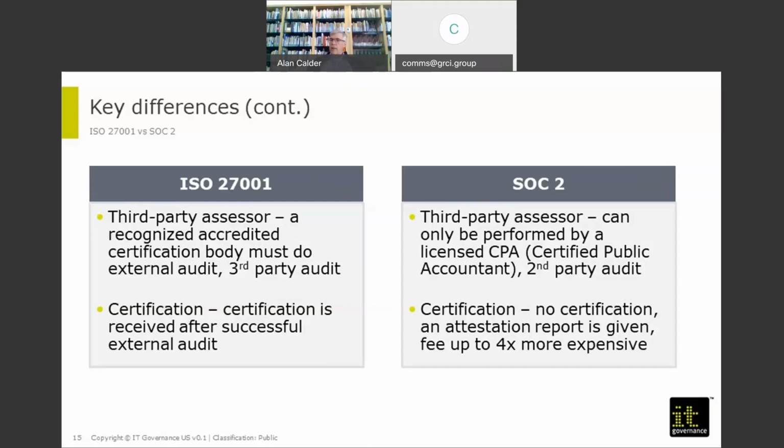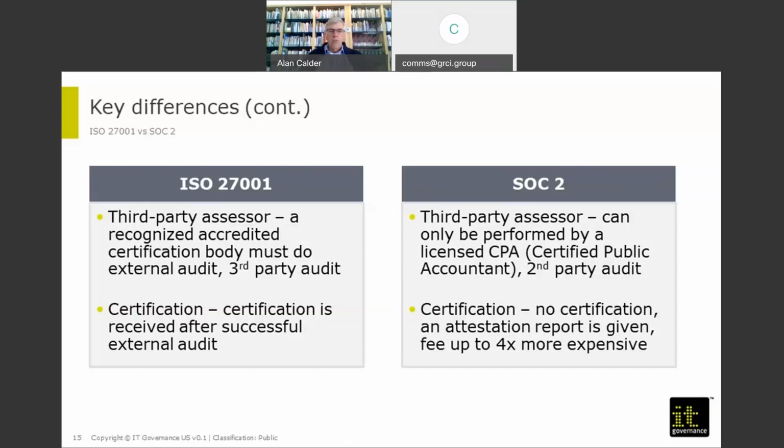A SOC 2 audit, on the other hand, is carried out by a licensed CPA, a certified public accountant. Not all CPAs offer the service. It's a second-party audit, so typically the audit letter is written to the company who has paid for the audits to happen. That's usually the organization itself, and the compliance audit expires at the end of a year. So at the end of the year, you need to have the audit replaced, carried out again.